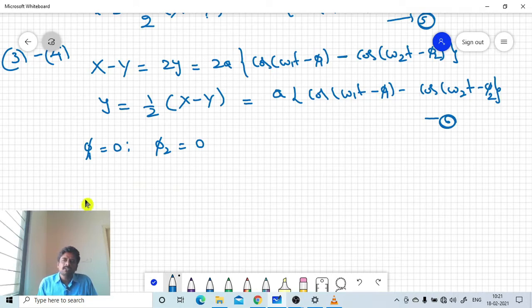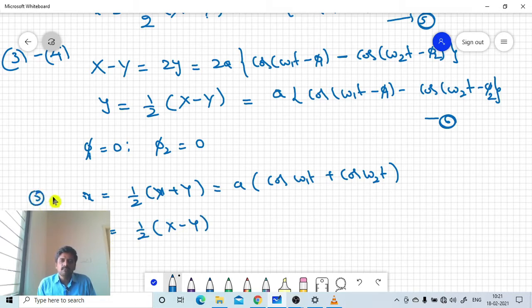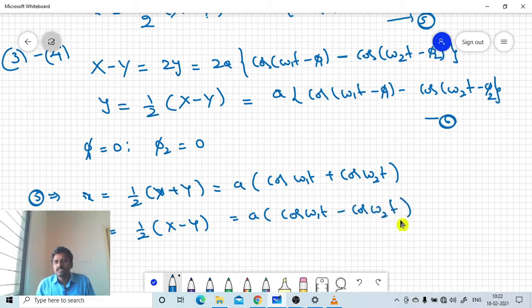Then what can we write for the fifth equation? Small x is equal to 1 by 2 into capital X plus capital Y, which is equal to small a into cos of omega 1t plus cos of omega 2t. This is the value we will get. In the same manner, small y is equal to 1 by 2 into capital X minus capital Y, and equation number 6 will become small a into cos of omega 1t minus cos of omega 2t. This is the value we will get.